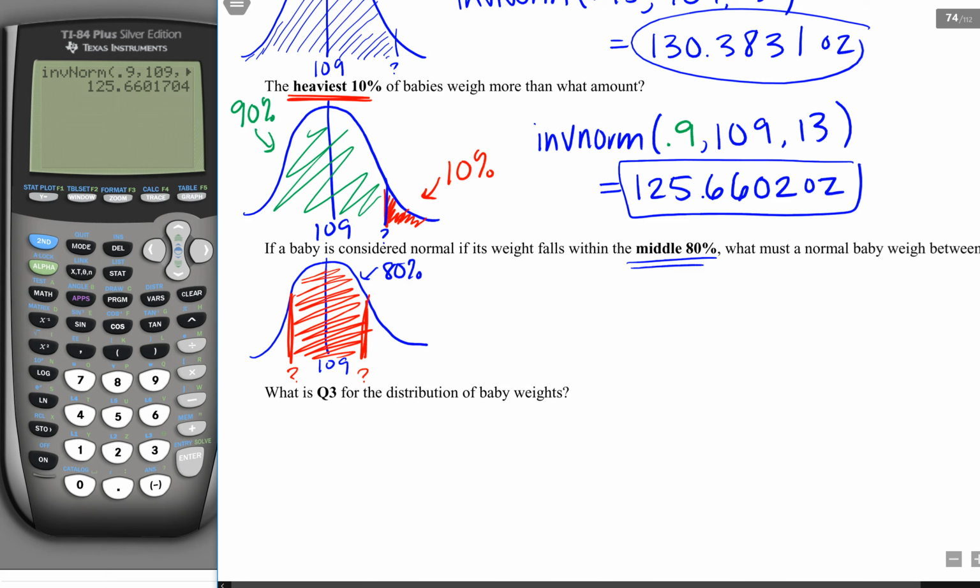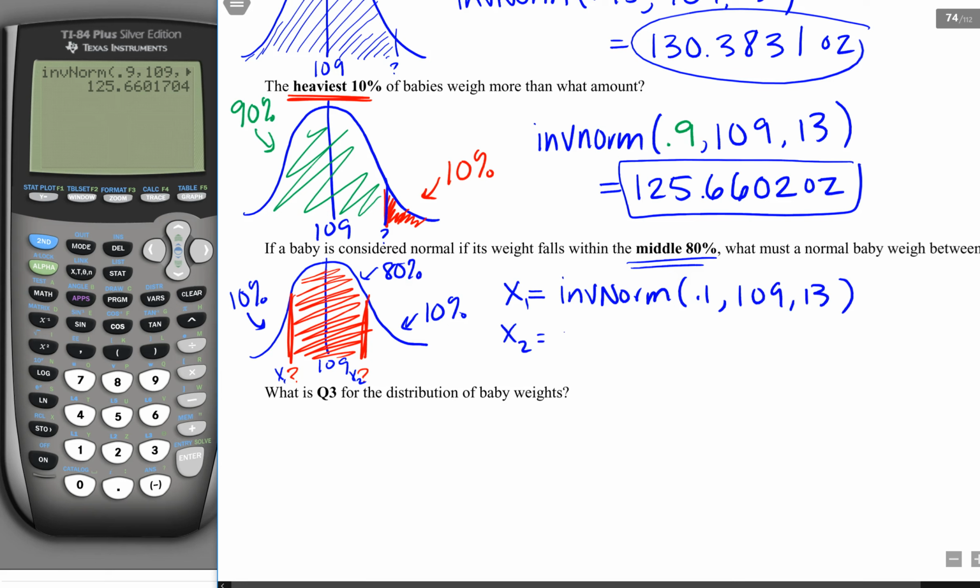That means 20% is left over in the tails, which means since it's symmetric, both tails must have 10% going on. So we'll call these x1 and x2. For the first x, we'll be doing inverse norm of 0.1, 109, 13. And x2 will be inverse norm of 0.9, 109, 13. And 0.9 again, remember, just like the last time, because to the left of this bar, we have this 80% and this 10% for a total of 90%. So that's what we type into our calculator.